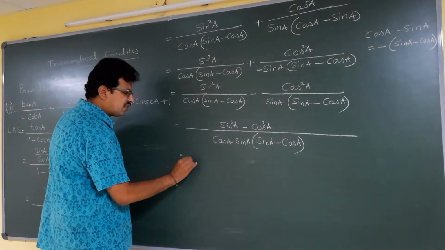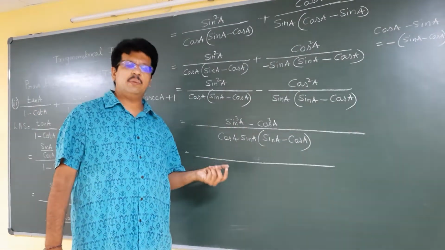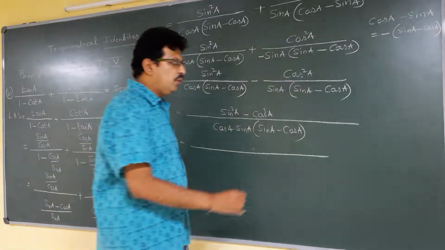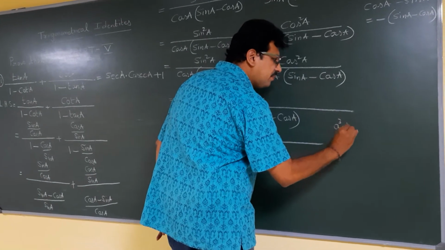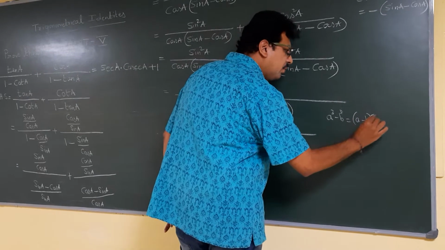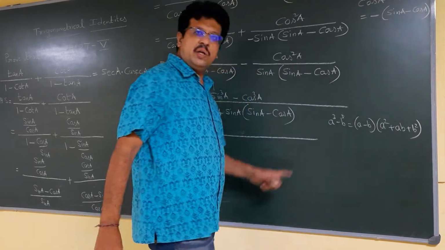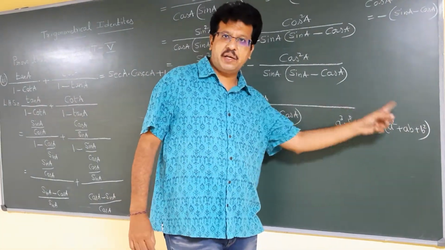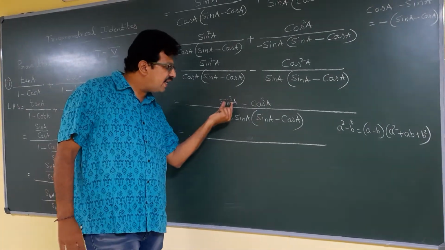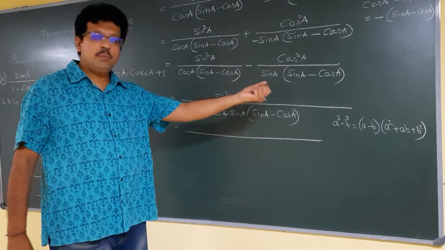Now let us move on to the next step. Children, if you observe this step, you should remember the a cube minus b cube formula. Just now I told you what a cube minus b cube is: a minus b into a square plus ab plus b square. You need to recall this algebraic identity for substituting. In the place of a it is sin A, and in place of b it is cos A. So sin cube A minus cos cube A is the a cube minus b cube formula.